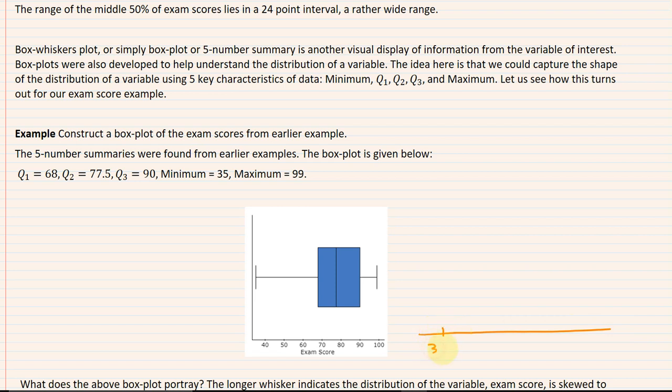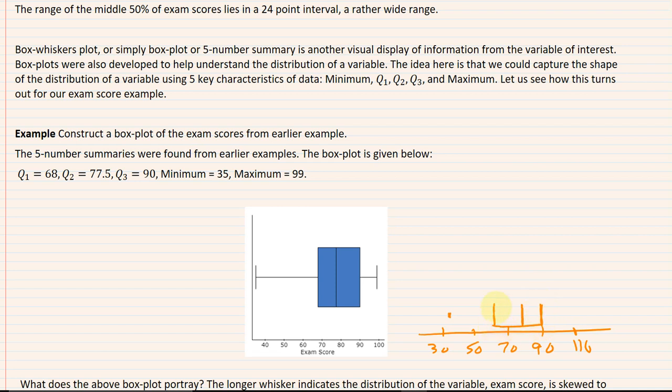Suppose this is like 30. I'm going to go 20 per tick mark: 30, 50, 70, and 90 here. This would be 110. Now the minimum score was 35, right? So 35 would be here. And then Q1 is 68. This is the beginning of the box. There's 68. Q2 is 77.5. That would be the median, and that's inside the box. And Q3 is the end of the box. Q3 is 90. And there we have it.